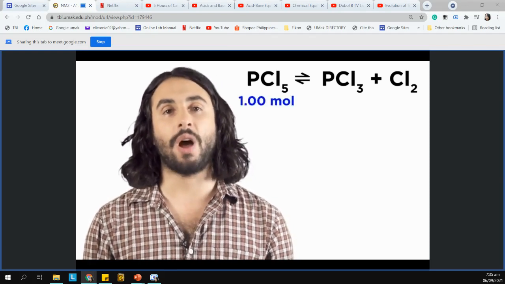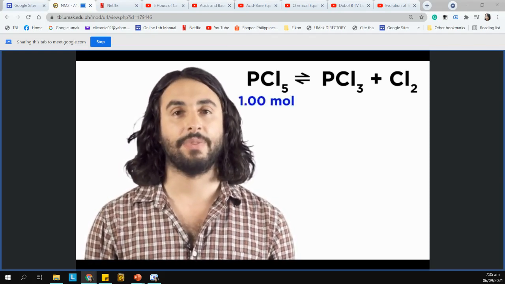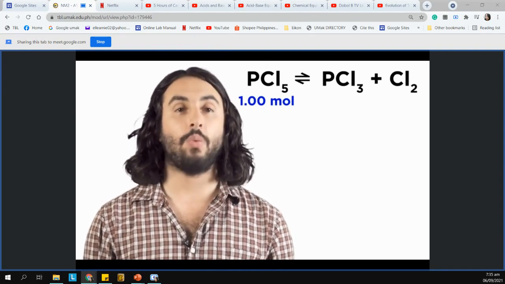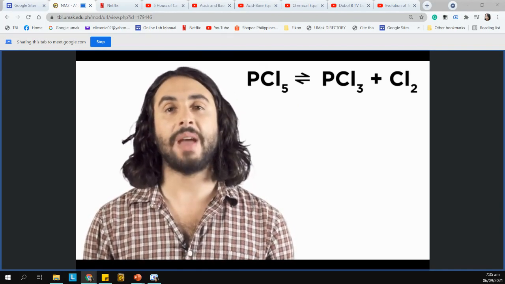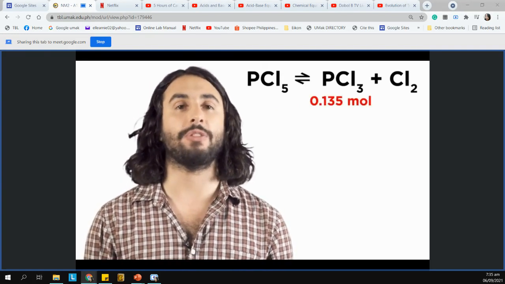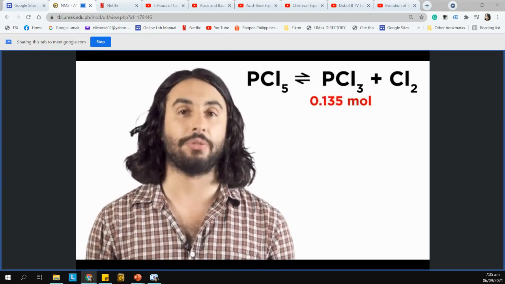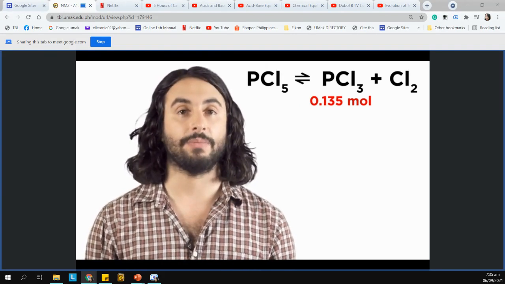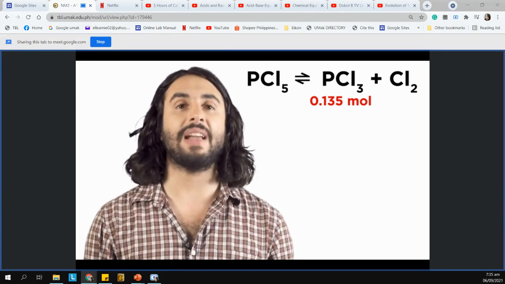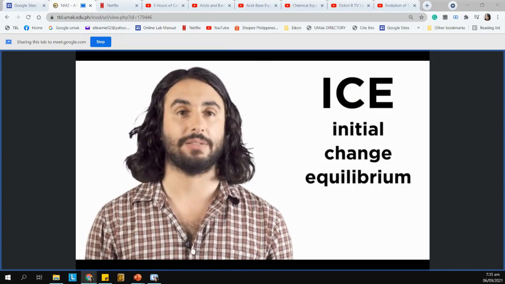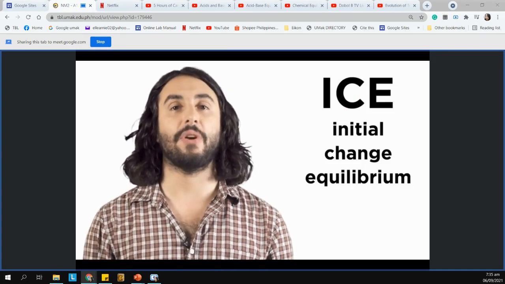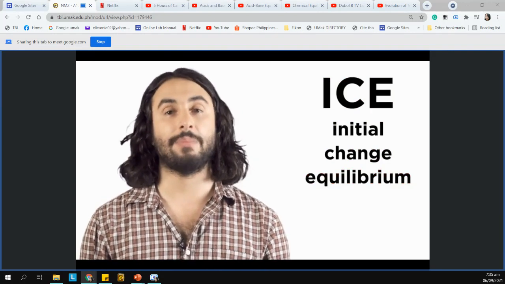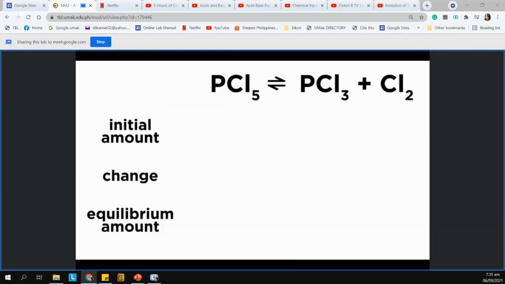Let's say we start with 1 mole of PCl5, allow the system to reach equilibrium, and then once at equilibrium, we measure that there are 0.135 moles of PCl3. So how much of the other two things are there? To answer this, we can make something called an ice box. These letters stand for initial, change, and equilibrium. We set them up like this.